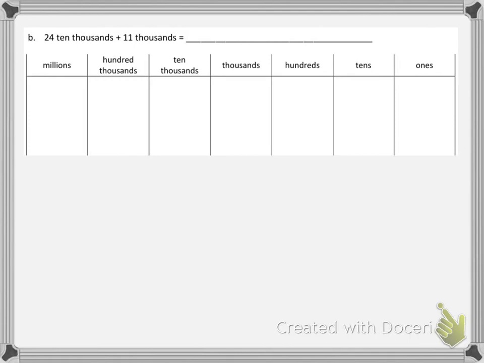The next problem I'd like you to try is 24 10,000s plus 11,000s is equal to how much? You're going to need to use the place value chart to help you with this. And remember, don't actually do 24 place value discs. Use those lines to help you group your tens together.